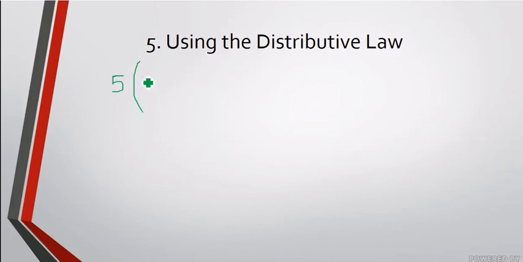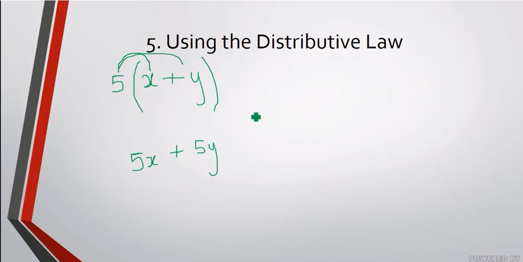So we have 5 open brackets multiplied by x plus y. Now how am I going to multiply this bracket? The distributive law says I multiply the term outside by each term on the inside. So it's going to be 5 by x is going to give me 5x plus 5 by y is going to give me 5y. And this is as far as it goes, because as we know, we cannot add or subtract unlike terms. Let's look at another example.